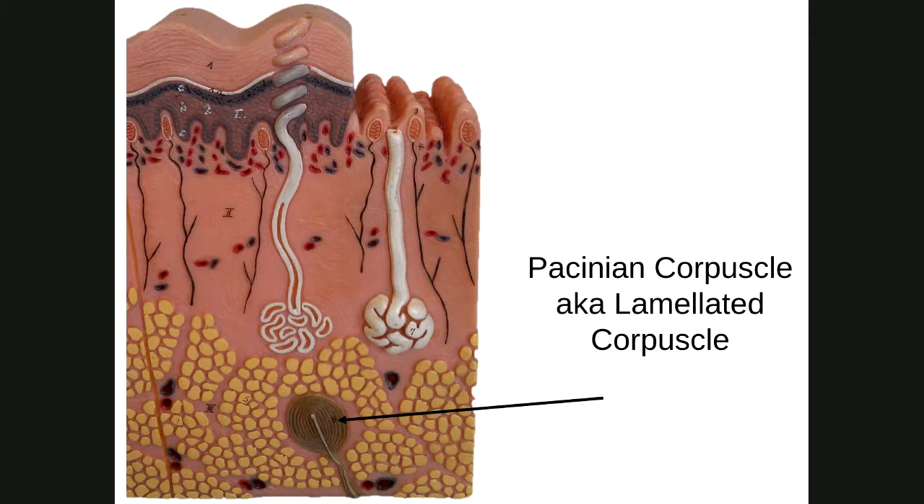All right. So the next type of neurological structure that we're going to look at is this guy right here. Now you can see this one's down way deep. This is a Pacinian corpuscle, also known as a lamellated corpuscle, because it's got layers.